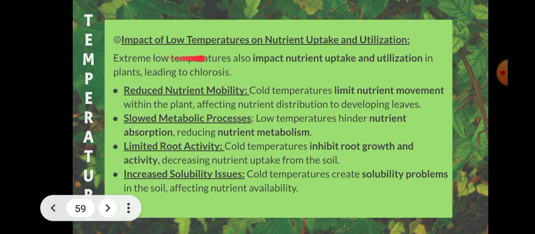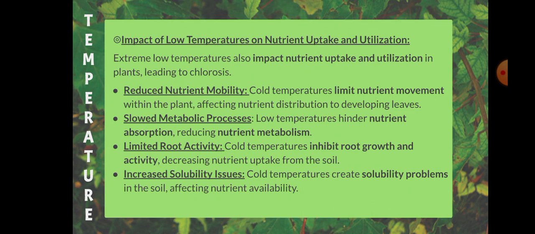Next, I'll be talking about the impact of low temperatures on nutrient uptake and utilization. When the temperatures are extremely low, it can impact the plant in a number of ways and can lead to chlorosis. The first one being reduced nutrient mobility. In cold temperatures, the nutrient movement is limited within the plant, and it affects the nutrient distribution to developing leaves. The next one is slowed metabolic processes. When the temperature is low, it can hinder the nutrient absorption and can reduce the nutrient metabolism.